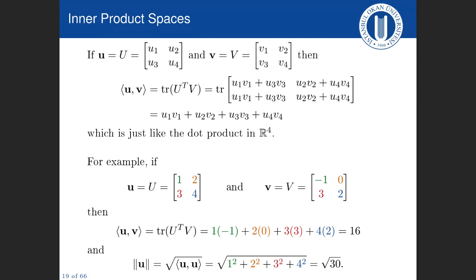For example, if U is the matrix 1, 2, 3, 4, and V is the matrix -1, 0, 3, 2, then the inner product of U and V, I'll leave it for you to check, is 16, and the norm of U, please check, is the square root of 30.